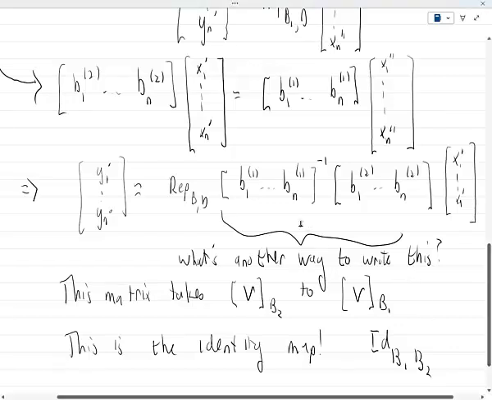But you can think about it this way. The way you actually get that matrix in practice is you write down your basis B1 and then take the inverse and then multiply it by the matrix consisting of the column vectors from B2. Okay.